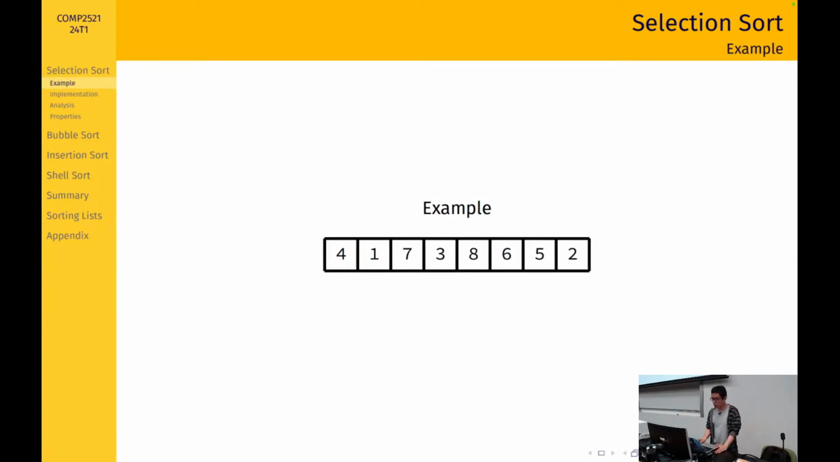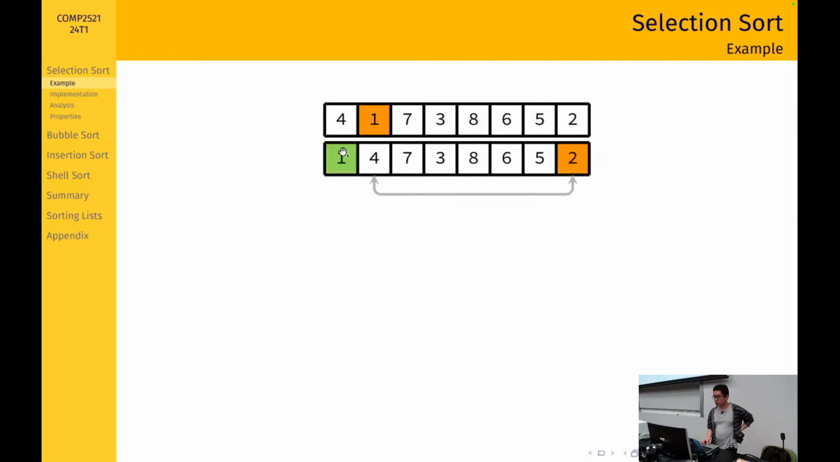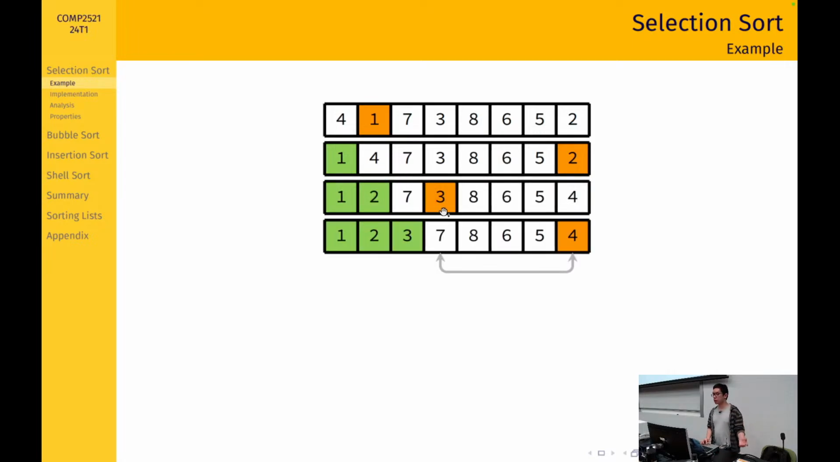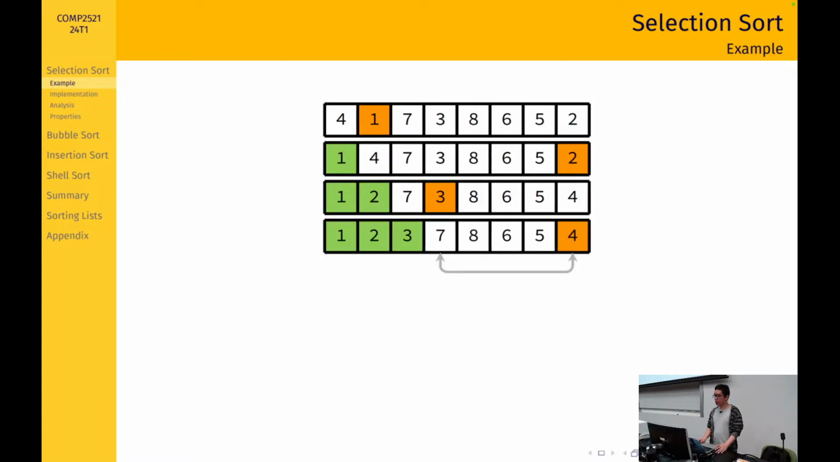So here is an example of selection sort. Suppose we want to sort this array. In the first iteration, we're going to find the smallest element, which is 1, and then swap it with the first item, which is 4. So we're going to swap these two, and this is the result. Then we're going to find the second smallest element, which is 2, swap it with the second element, which is 4. So now this is what we get. Then we find the third smallest element, swap it with the third item, which is 7. And this is what we get, and so on.